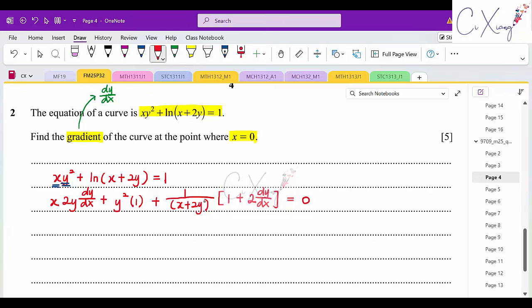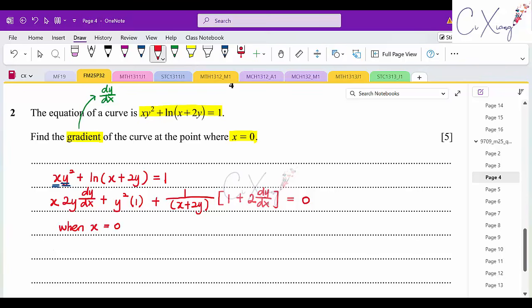Then after that, if I want to get the value for dy dx when x equals to 0, let's have a look at our equation here. We can substitute our x equals to 0. When I substitute x equals to 0, this whole term becomes 0. But at the same time, you will see that I actually need the value for y, so that I can substitute the values of x and y inside, and only then can I get the value for dy dx. So how can I find out the value for y? Of course, you have to use the original equation to find it out.